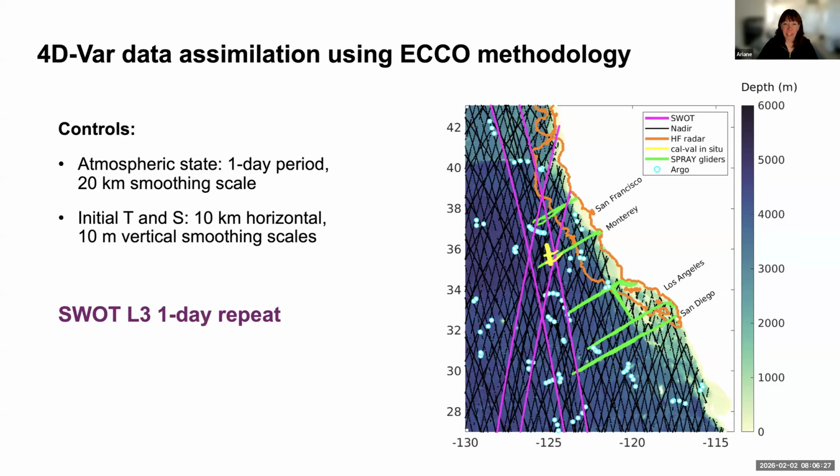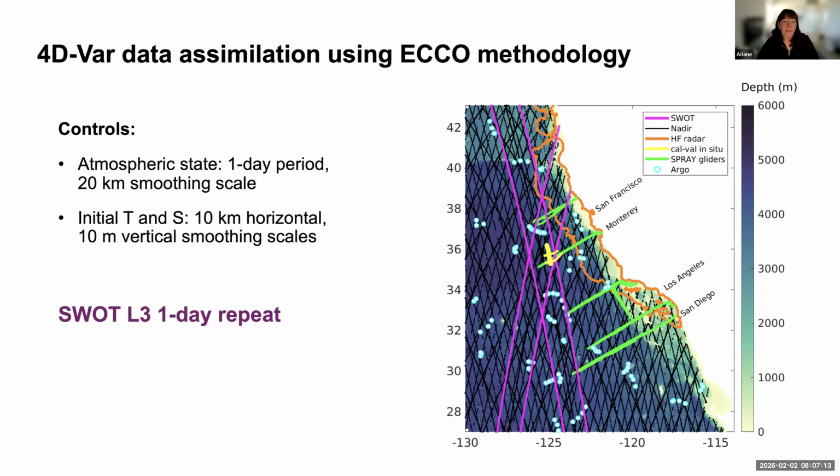And the way to fit these observations is by adjusting what we call the control variables, which in our case are the atmospheric state. So the winds, the heat fluxes, precipitation, all this surface boundary condition, and the initial temperature and salinity 3-dimensional fields. In 4D VAR, we adjust these controls, which are like the inputs to the model, but we do run over the 31-day period without nudging. So we do get a dynamically consistent state estimate.